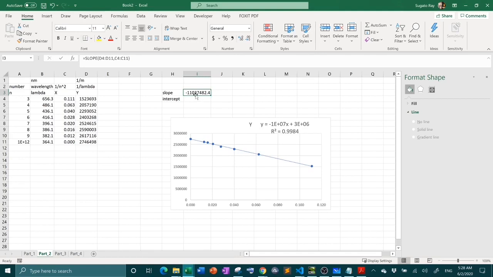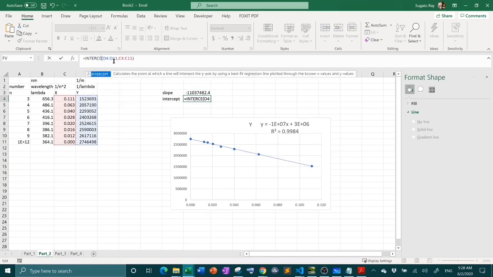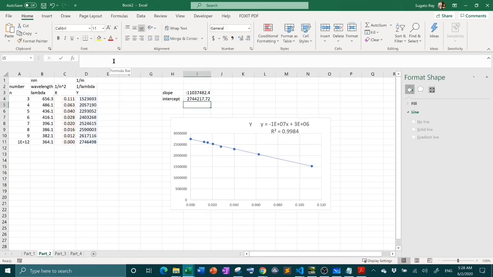Yeah, it is right. So this is our slope here, and I'm just going to copy this and then paste it there, so I don't have to change everything. Intercept. Okay, and this is our intercept.